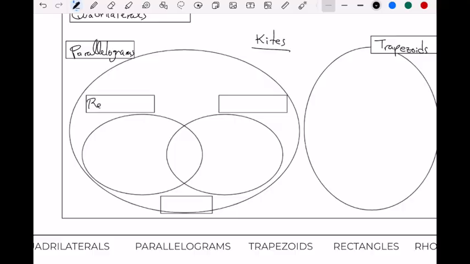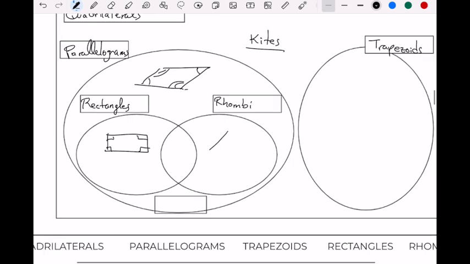So in parallelograms, I can have the parallelograms that have four right angles. Those are rectangles, because they have four right angles. Not every parallelogram is a rectangle, because I could have parallelograms that are like this. And I also have the parallelograms that have all sides the same, the rhombus, or the plural, rhombi.